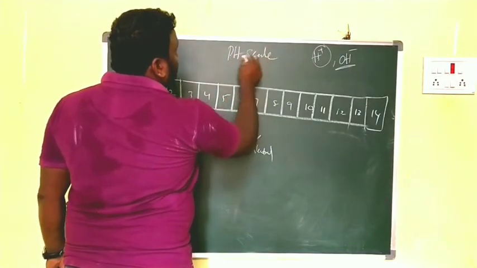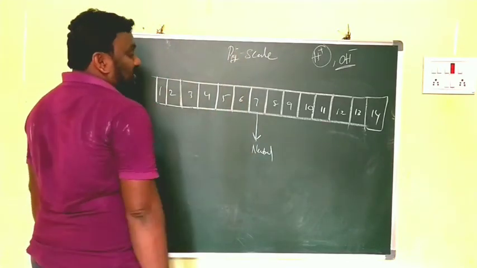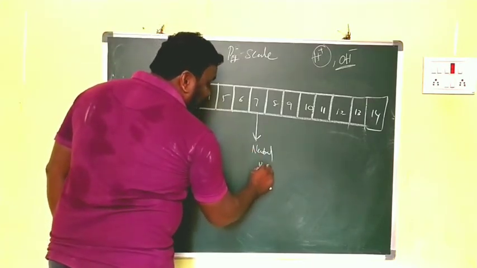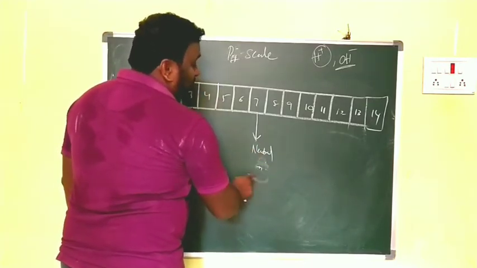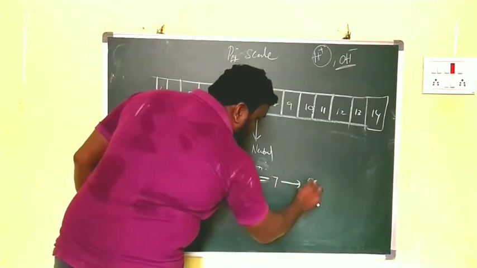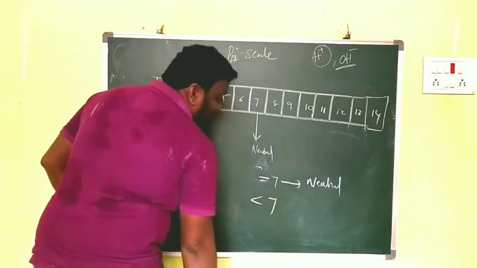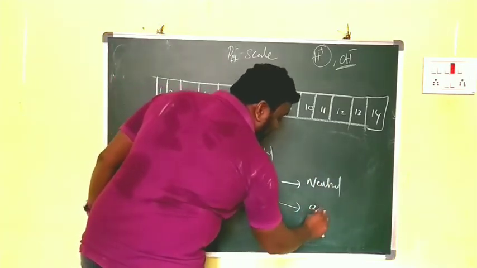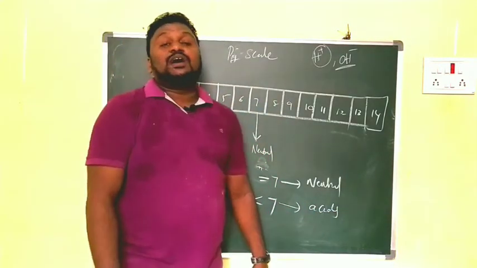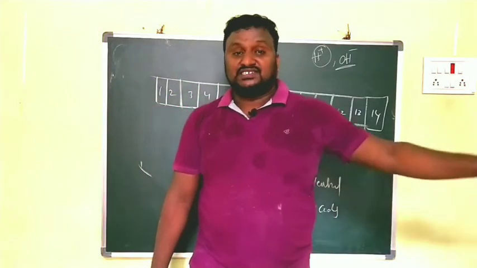pH scale. This one is neutral, and here neutral means what? H plus and OH minus both are equal. Equal to 7 means that is neutral, and less than 7 they should be taken as the acids. Clear? If the pH value of the solution is less than 7, it should be taken as an acid.